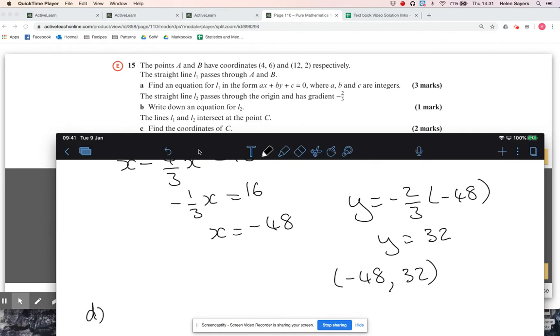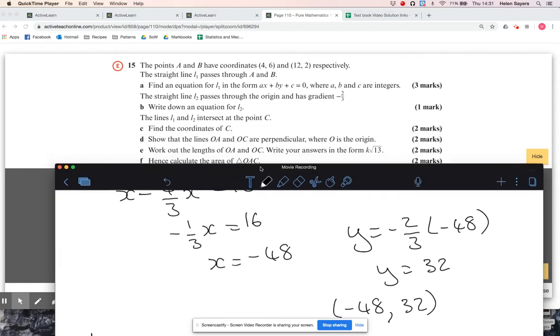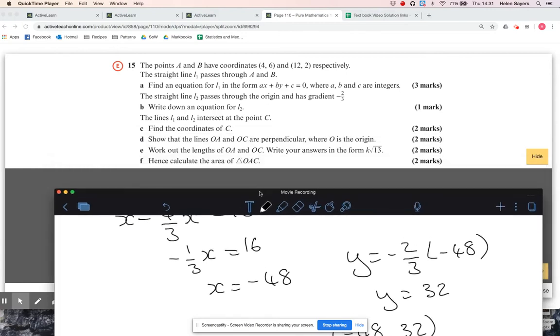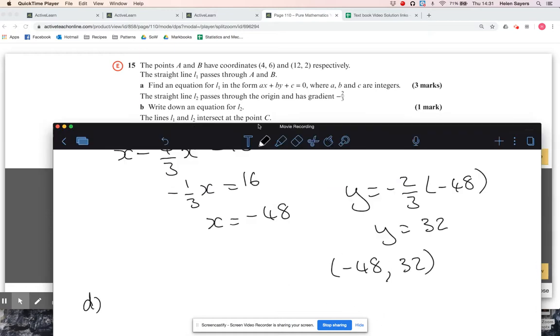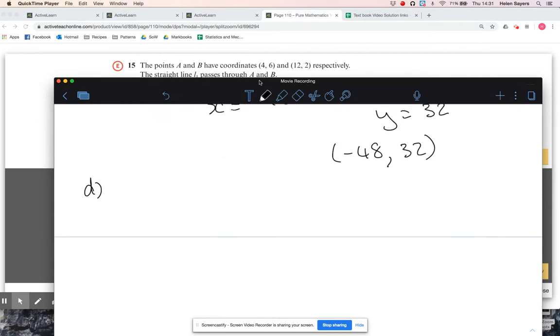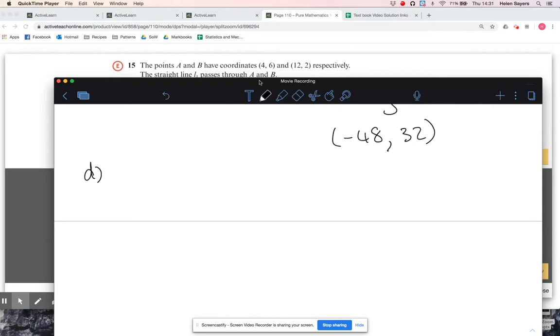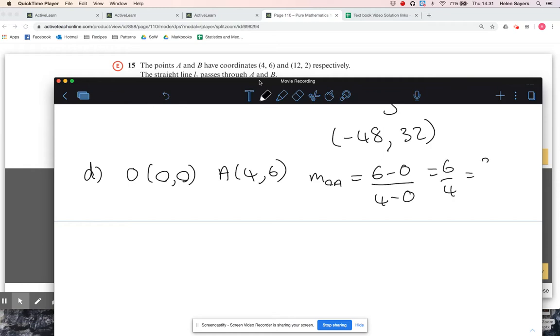Okay, and then part D. Oh, crikey, there's quite a lot to this. Show that OA and OC are perpendicular, where O is the origin. Well, O is the origin, so that's (0, 0), and A is (4, 6), which was given in the original question. The gradient from O to A is change in y, 6 minus 0, over change in x, 4 minus 0, so 6 over 4, or 3 over 2. So that's one of the gradients.